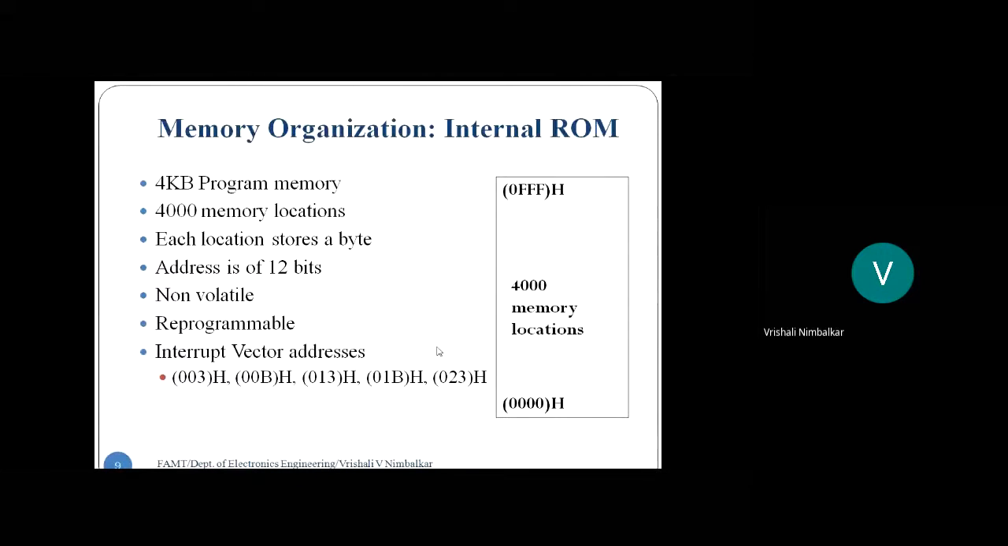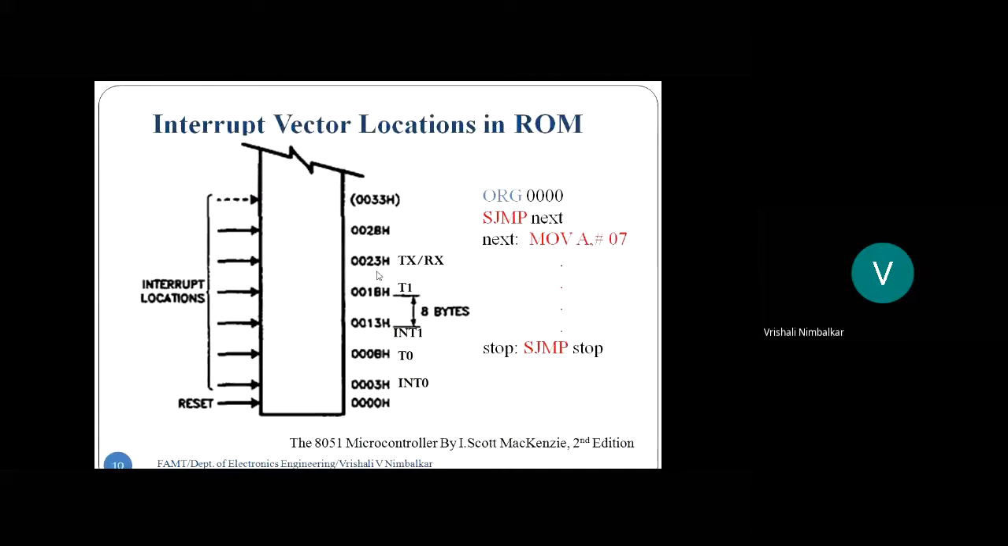Correct? So whenever we write a program, we should be careful. We should skip these memory locations 00 to 23 hex. In fact, 00 to 2B hex. These memory locations should be skipped. And beyond 2B hex, we should start writing a program.